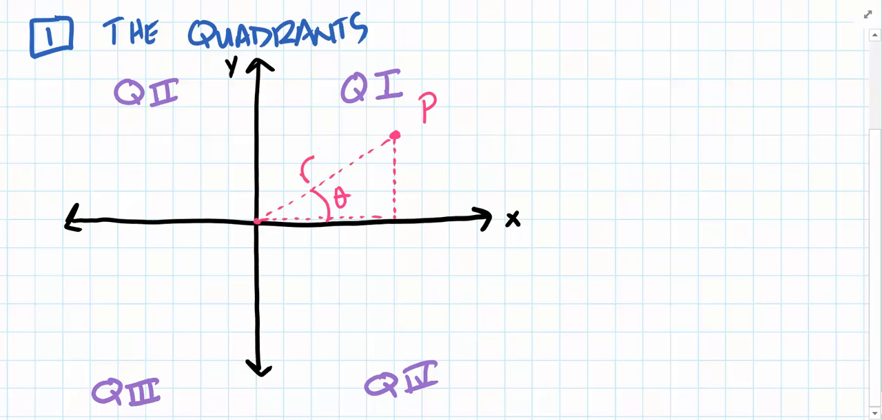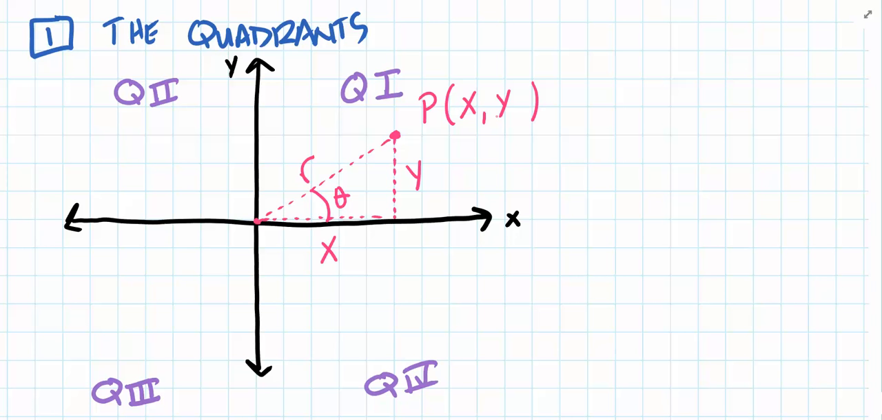So if I wanted to think about the coordinates of point P, what coordinates would they be? They would be some x value and some y value. True? So P is a point in the plane. R is the distance from the origin to that point. So R will always be positive. X is the x coordinate, y is the y coordinate, and we're all good.